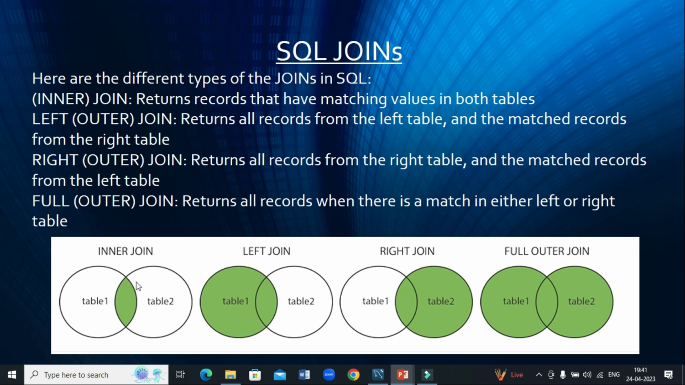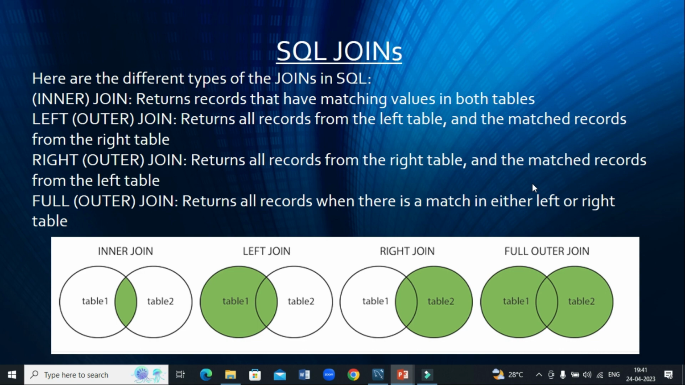In short, inner join returns only the common elements between the two tables. Left join returns all the elements from the left table and the common elements, and right join returns all the common elements and the right table elements. Full join returns all the elements, irrespective of whether they are common or not.